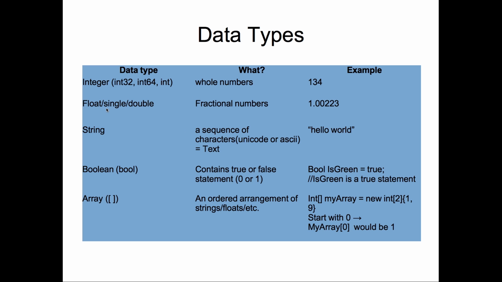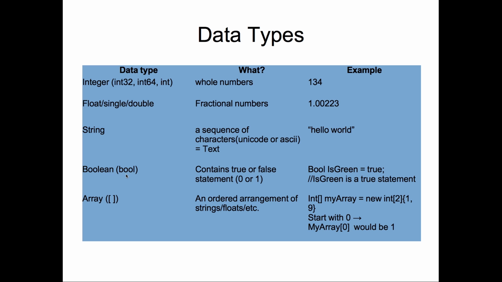Then we have floats. These floats can be single or double precision. Basically, these floats are fractional numbers. An example for that would be 1.00223. A string is a sequence of characters. These characters can be coded in Unicode or ASCII. So basically a string is a text. Therefore, an example would be hello world.